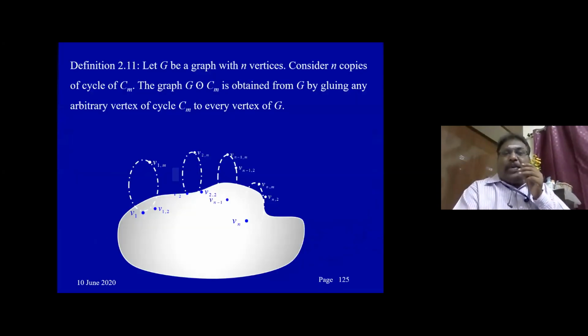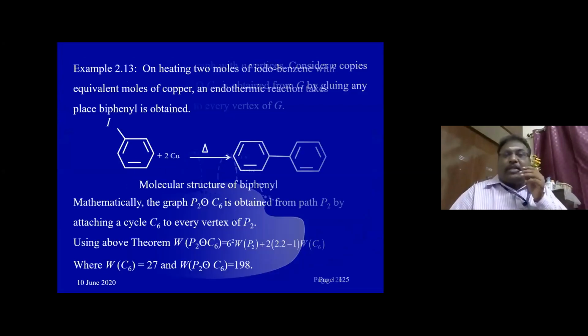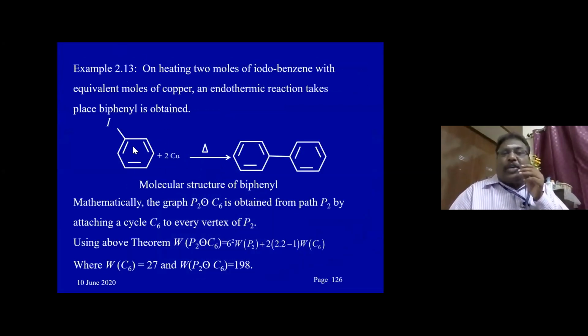So these are the various structures where, in reality, if you take this chemical reaction, if you heat 2 moles of iodobenzene with copper, an endothermic reaction, we get a biphenyl compound. So in here, we can use the operation like circle dot. For C6, it's 27. So P2 circle dot is 198. So how is the formula useful in chemistry?